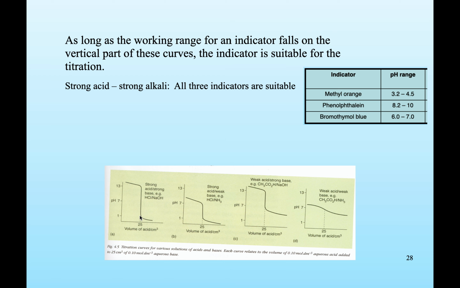Look, methyl orange 3.2 to 4.5 is there. So it will completely change color at the end point. Bromothymol blue is here and phenolphthalein is here. So all of them are suitable. With strong acid, weak alkali, that's this one, then it's only methyl orange, because methyl orange is 3.2 to 4.5, and bromothymol blue, which is 6 to 7, kind of falls there, doesn't it?